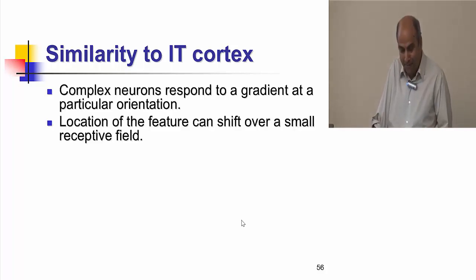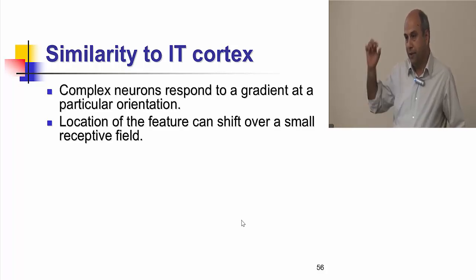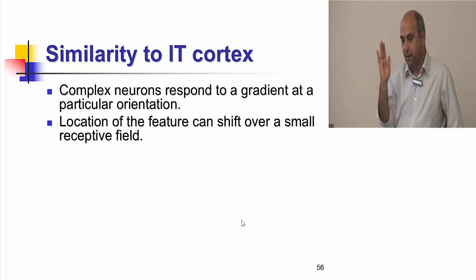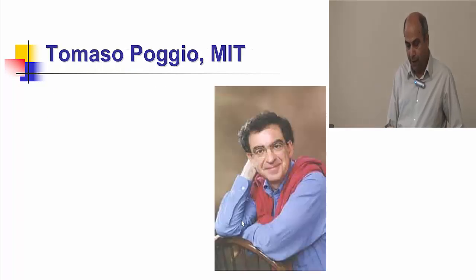Okay, so what they found out is that these neurons will work even though you shift the location of the response. They will respond if there's an orientation like this. If it's here or if it is below here, it will respond. So the location can shift and it will still be okay.